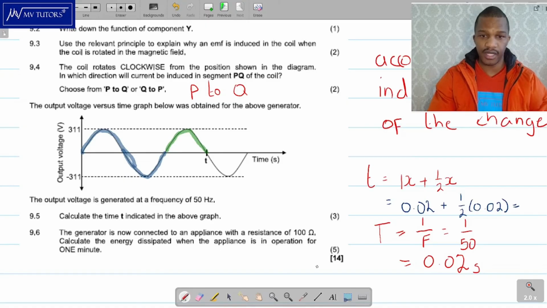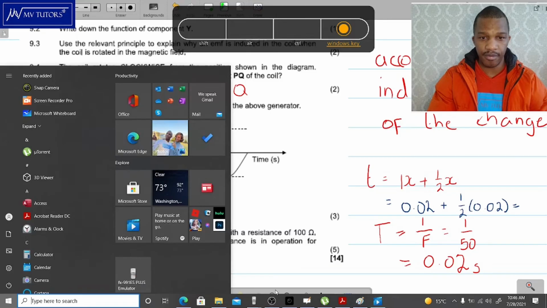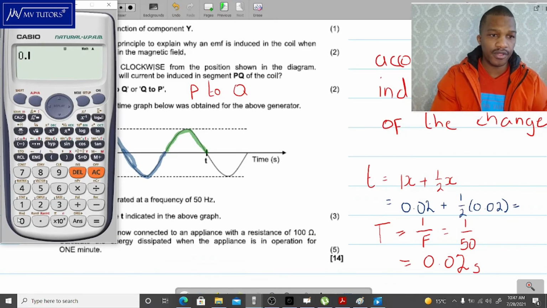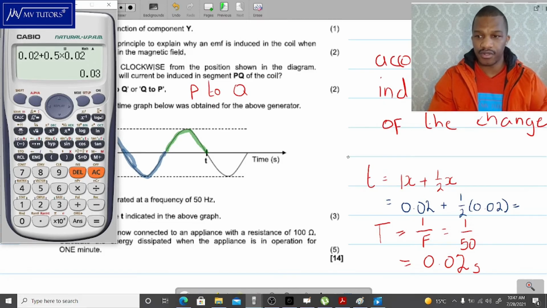Okay, so we need that calculator once again. So let's go grab it real quick. Where is it? There it is. I grabbed 2 of them. Okay, so we have 0.02 plus a half. I'm just gonna put 0.5 for a half times 0.02, and then our final answer is 0.03 as my final answer.